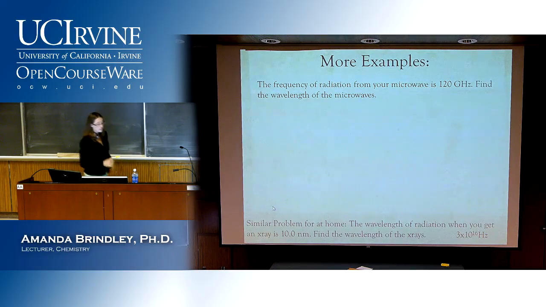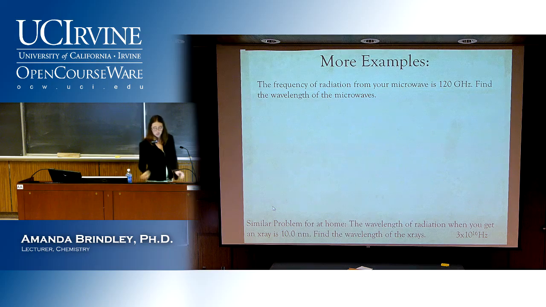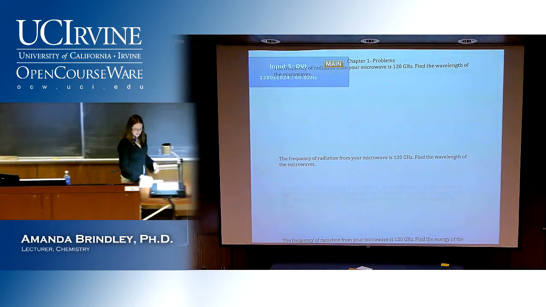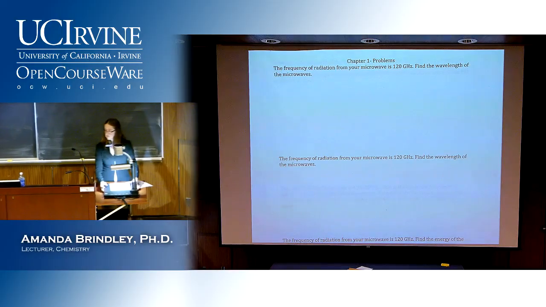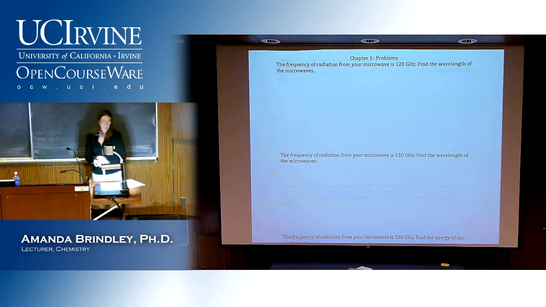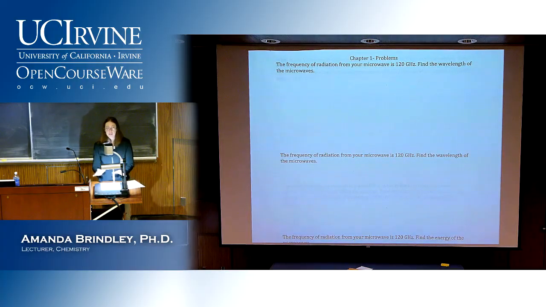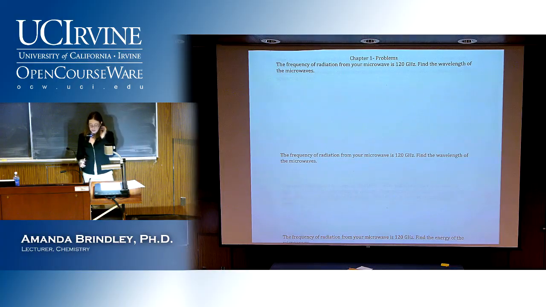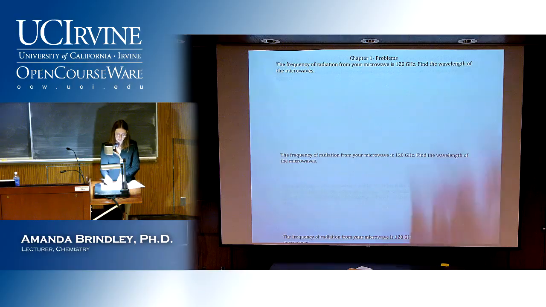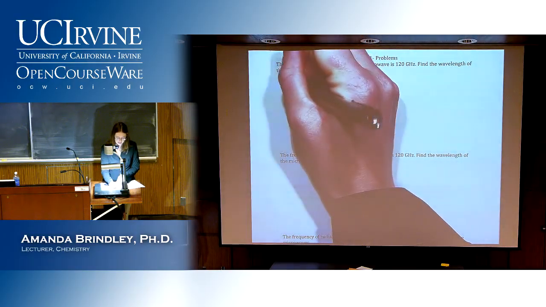Okay, so now let's do some more examples, and we'll actually just work these over on the document camera for a change of pace. Okay, so here we have the frequency of radiation from your microwave. It's 120 gigahertz. So we need to make sure we know what giga means. So this goes back and tests all that stuff that I asked you to study in the fundamentals chapter. So we need to first convert that. We can't have 120 gigahertz.